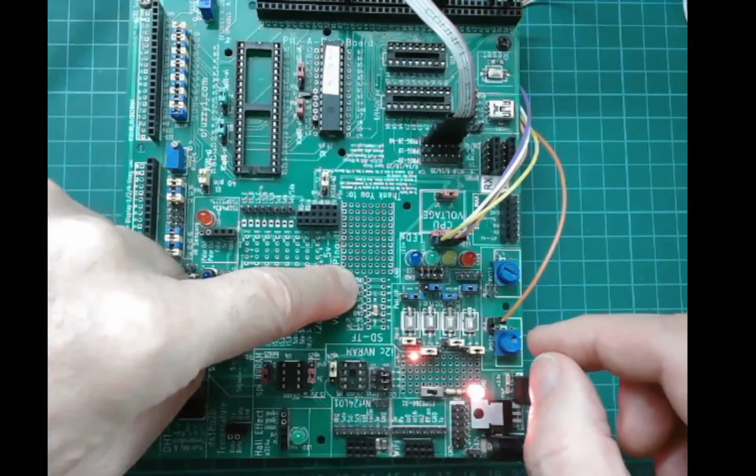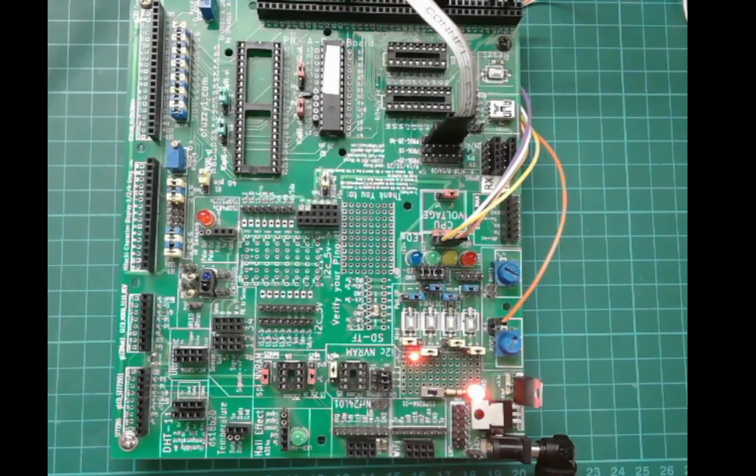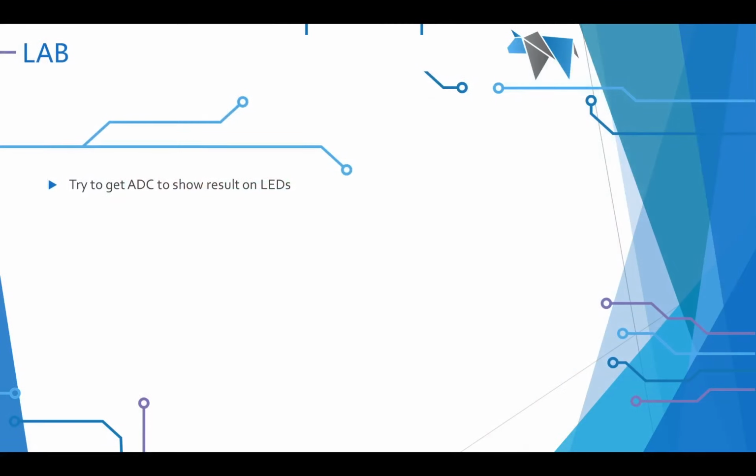Look, it's randomly doing things because we're going to look at the source code. And what we want to do is, as I rotate the pot, have the 4 LEDs there represent the value of the pot. And so that's all we're trying to do. It's quite simple. Trying to get the ADC to show the results on the LEDs.